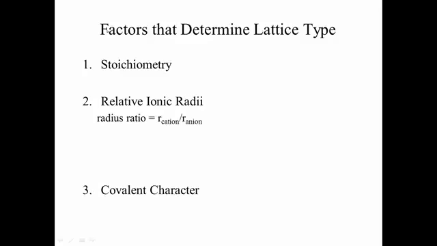So before we saw a series of different types of lattices for simple ionic compounds, and the first thing to consider when trying to decide what structure one might predict for a compound would be the stoichiometry. So we saw there are AB type compounds, AB2 type compounds, and then ABX3 type compounds. So that narrows it down a little bit.